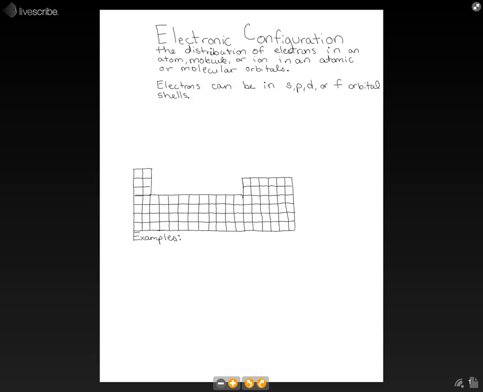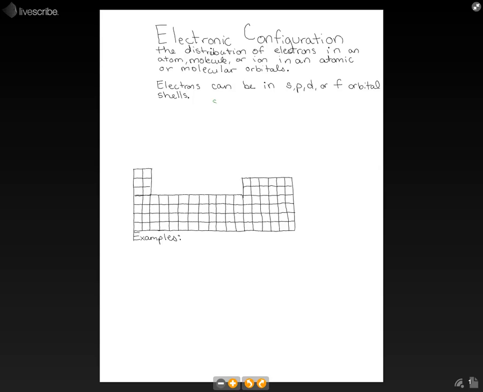This video is going to be about electronic configuration and how you can write that out for a species. So our electronic configuration is the distribution of electrons in an atom, molecule, or ion in an atomic or molecular orbital. So electrons can be in s, p, d, or f orbital shells.